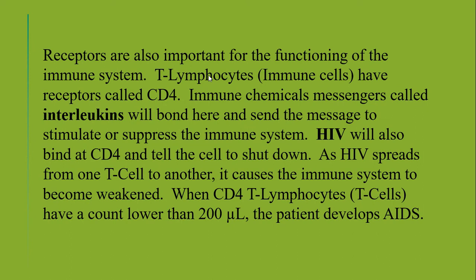So the problem is that two things can fit into this one cell. If it's HIV, then it's going to cause your immune system to become weak and shut down. If it's an interleukin, it's okay. So that's the danger of being exposed to a virus. When the CD4 T cells have a count lower than 200 per microliter, then the patient can develop AIDS.